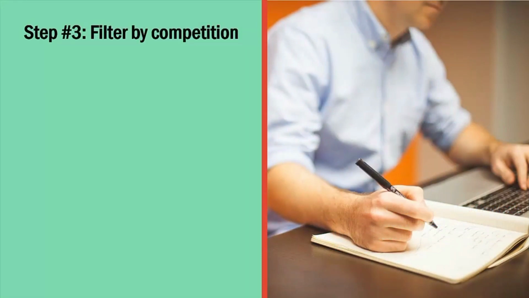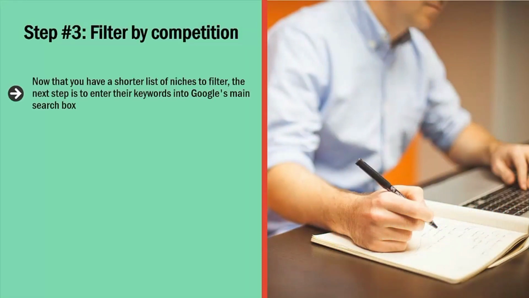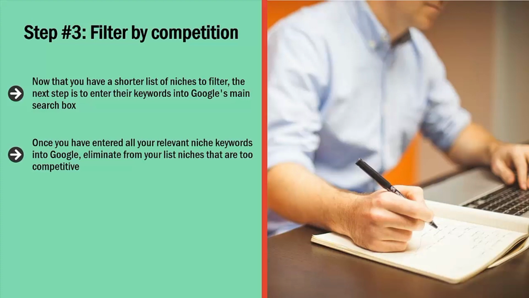Step number 3, filter by competition. Now that you have a shorter list of niches to filter, the next step is to enter their keywords into Google's main search box. When you enter a search phrase into Google, you will get results, but at the top left corner, Google will inform you how many pages target that search phrase. Take note of this number and write it down next to each niche keyword. Once you have entered all your relevant niche keywords into Google, eliminate from your list niches that are too competitive. These are niches that have too many pages targeting them.